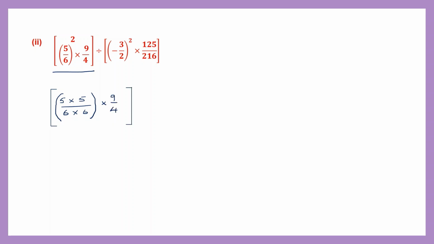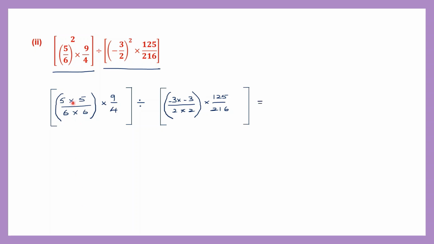Then we go on to the next one. So here we have division in between and we're going to work out this. So here also we have minus 3 by 2 the whole square. So let's multiply that twice. That means minus 3 into minus 3. And in the denominator we have 2 into 2. So that is minus 3 by 2 the whole square into 125 by 216. Close brackets. This now is equal to what?